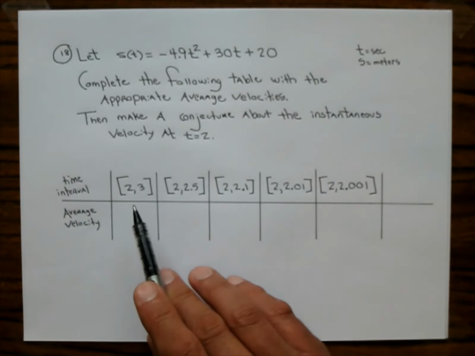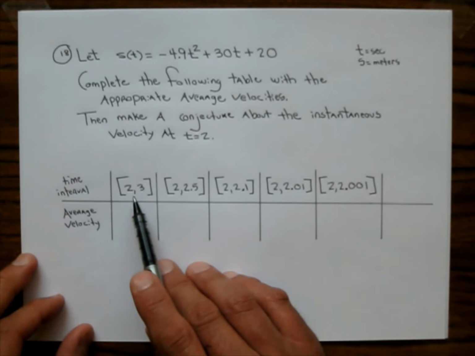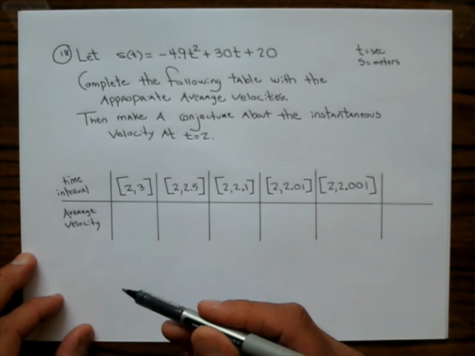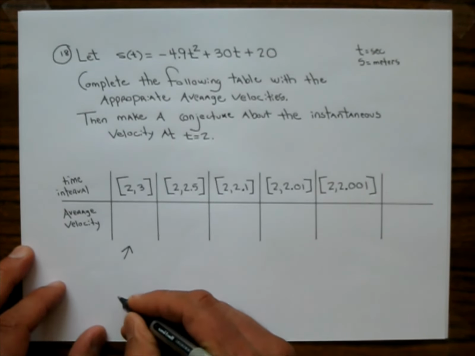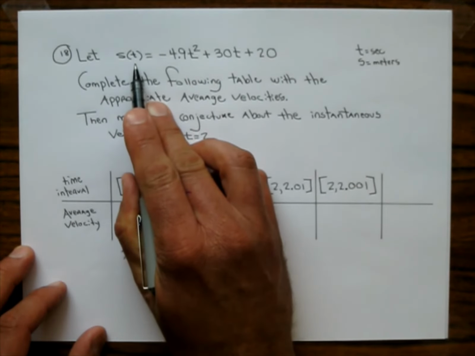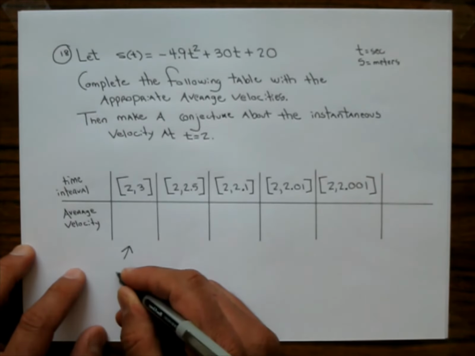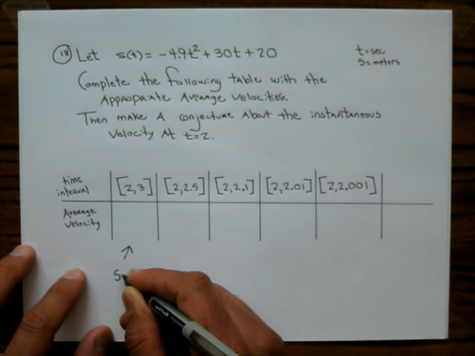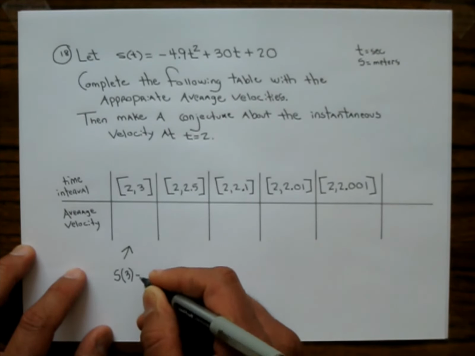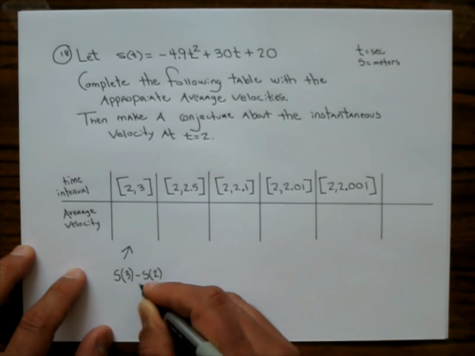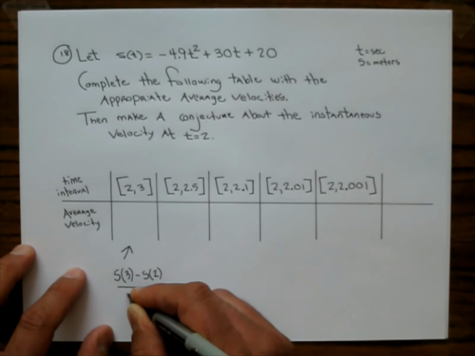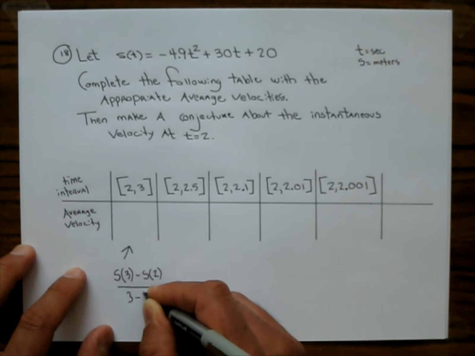So from 2 to 3, that's what we're going to do first. Average velocity. So how am I going to do that? Notice they call the function s of t and not f of t. That's all right. I'm going to go s of the end time minus s of the beginning time all over 3 minus 2.